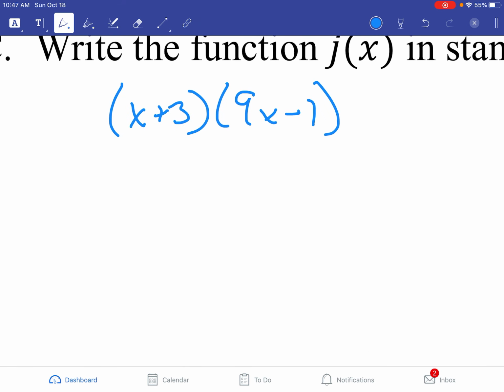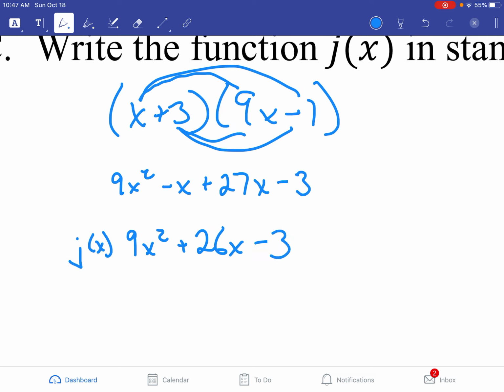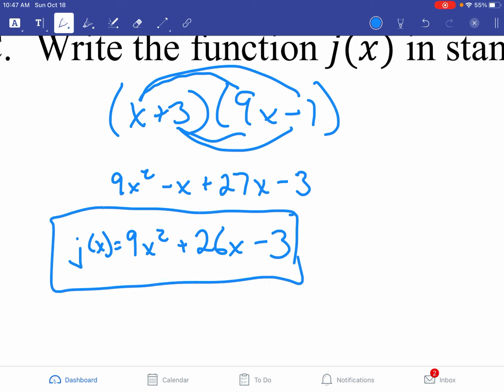Okay, so now we can do the rainbow method if we want. We have x times 9x is 9x squared. x times negative 1 is negative x. 3 times 9x is 27x. And 3 times negative 1 is negative 3. We're going to combine the terms that we can. 9x squared stays. Negative x plus 27x gives us plus 26x minus 3. I'm going to write down j of x in front of it. And you've now multiplied out and put it in standard form, the j of x function.